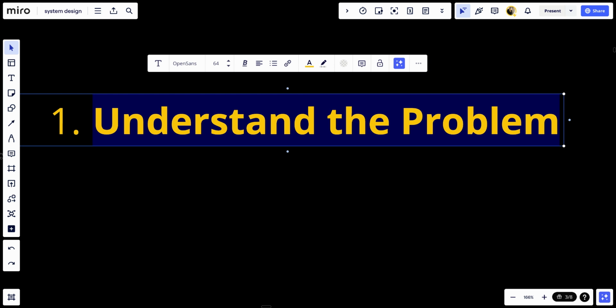So let's talk about understanding the problem and establishing the design scope. Basically, your primary goal is to gather as much information as possible to clearly understand what you are expected to build and what constraints you need to consider. This step is crucial because a clear understanding of requirements and constraints ensures that you design a system that meets the user's needs and expectations.